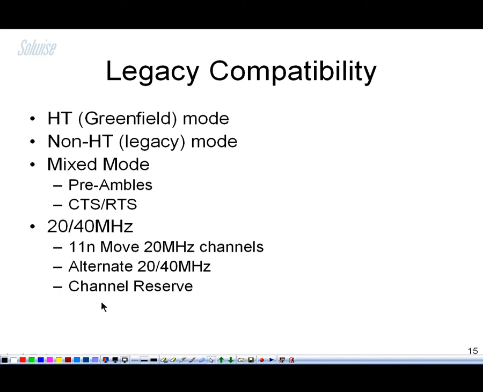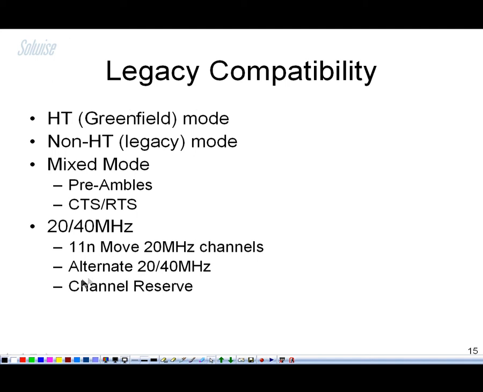The other thing that 11N can do to try and coexist with the legacy equipment is it can use 20 meg wide channels. It's not good to use 20 meg wide channels because obviously that's going to knock out a lot of the data speed and data bandwidth throughput advantages that 11N's got, but it can work at 20 meg.